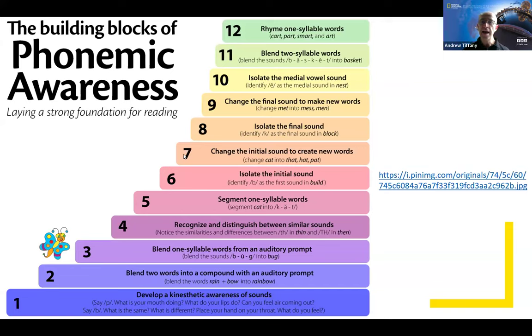Okay. And then rhyming one syllable words and working with blends. So here you've got things like cart, part, smart, art. You could even do things like smart, smell, smidgen, whatever, right? So you could do those sorts of things with different blends as well as you go through. Okay, so lots of different activities here.